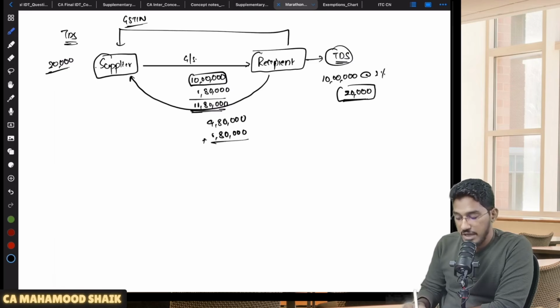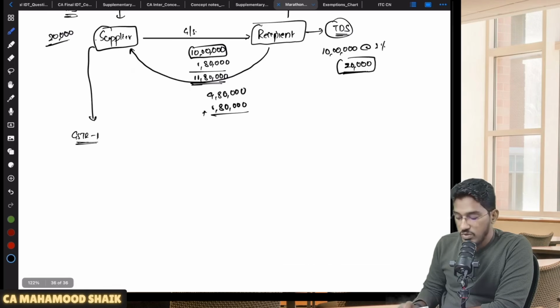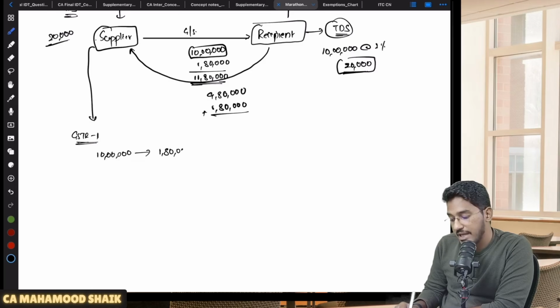Now thereafter what will happen? Now this supplier has made a supply. He has got the payment also. So now, in his GSTR1, he will declare his outward supply. What is the outward supply? Let us say, if you take only this case, 10 lakh rupees is his outward supply. And he will declare that his output tax liability is 1,80,000.